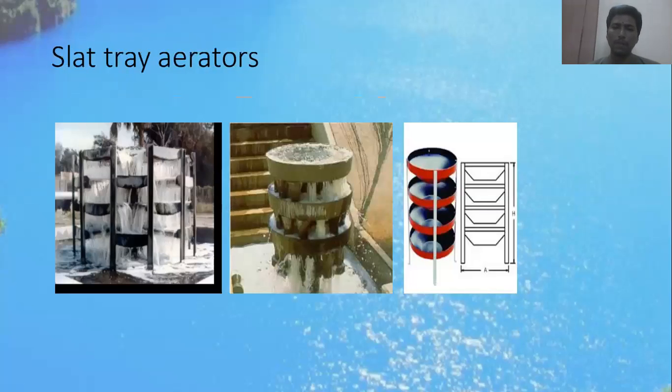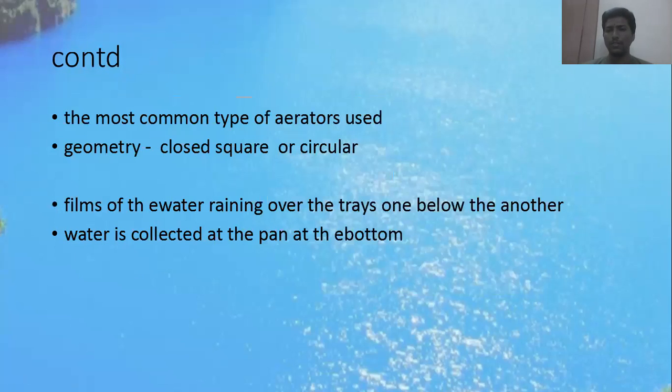Okay, next type of aerators: slat tray type of aerators. Slat tray type of aerators means you can see here the water is being passed, instead of the cascade, we introduce trays, and a number of trays have been introduced. Okay, what is the speciality? This is the most common type of aerators. Geometry, if you see, they may be closed square or maybe circular in nature.